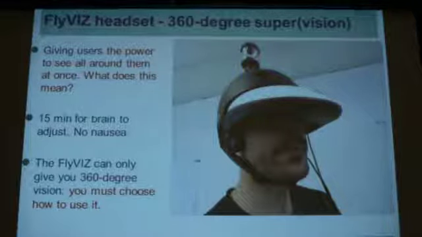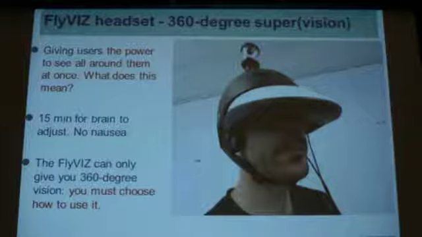An example of this sort of technology is this headset that we're testing at the moment, which is called FlyViz headset 360. Basically what it does is allow you to compress a 360 view into 180 degrees. So you start to see in 360. It takes 15 minutes for the brain to adjust. So unlike the Oculus Rift, there's very little nausea, amazingly.